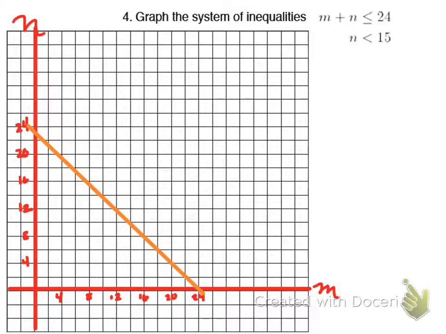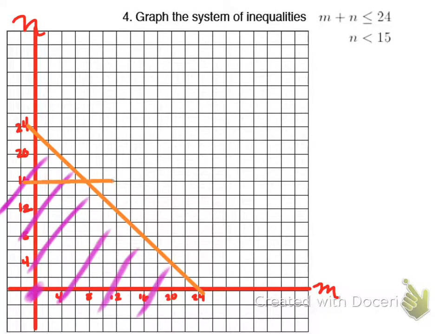And then I need to decide where to shade. Well, let's test the point 0, 0. So 0 plus 0 is less than or equal to 24, so it's going to be that side of the line that gets shaded. Okay, and then my other one, I have n is less than 15. So I go, n is 15 where? So that's going to be right here.